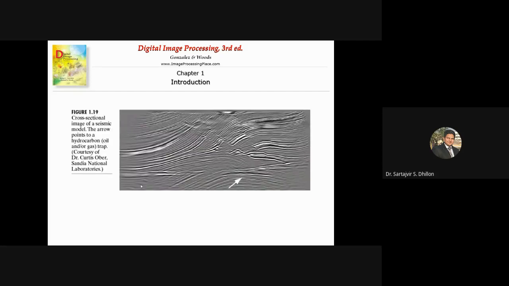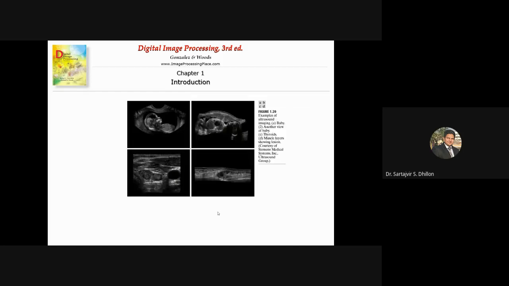And this is a cross-section image of a seismic model, where the arrow is actually representing the hydrocarbon, or an oil or gas trap. So these are the applications of ultrasound imaging, which is used for the identification of the health of a baby, and to identify some other features.